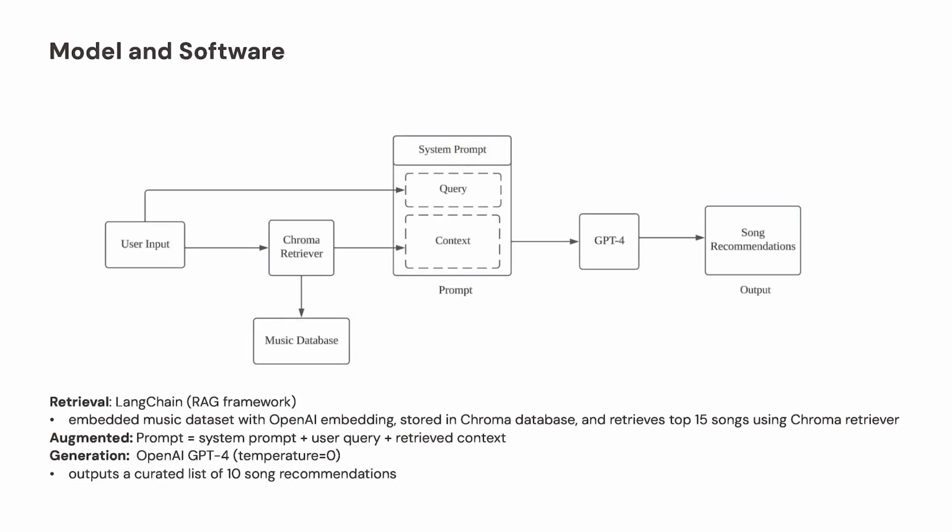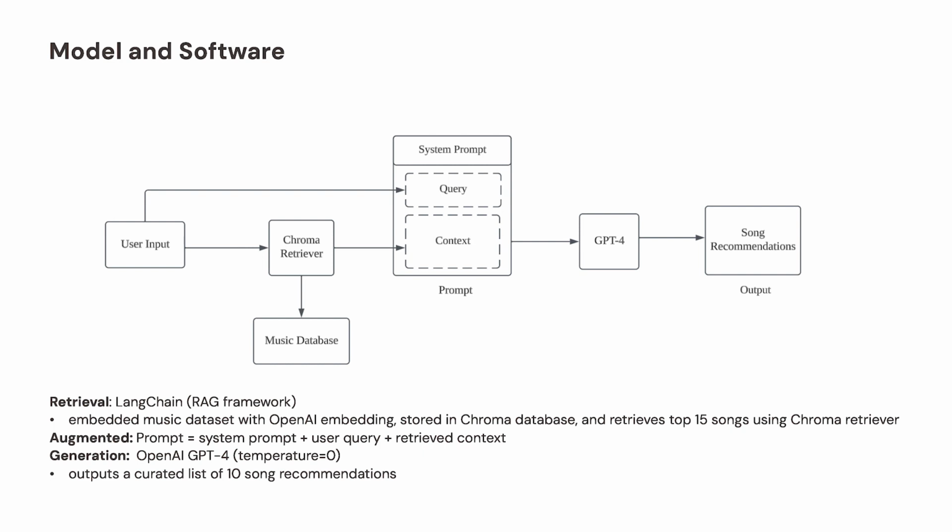The diagram shows our system structure. We implemented retrieval augmented generation using the LangChain framework. Initially, we embedded our music dataset with OpenAI embeddings and stored the vectorized data in the Chroma database. The Chroma retriever then uses user input to retrieve the 15 most relevant songs from this database.